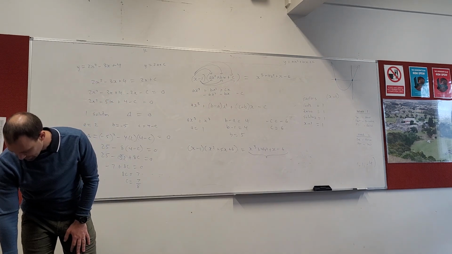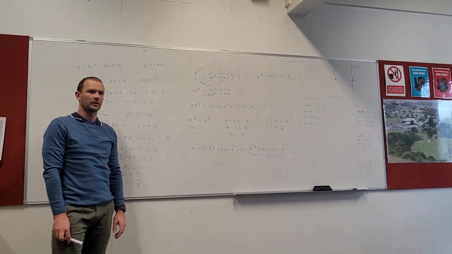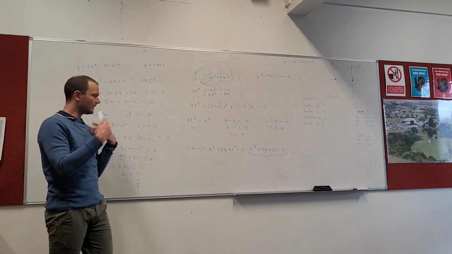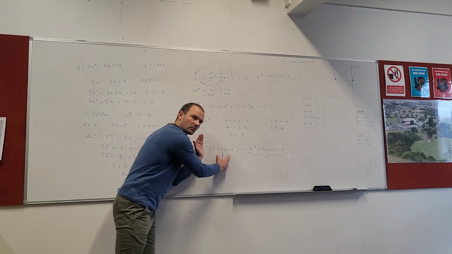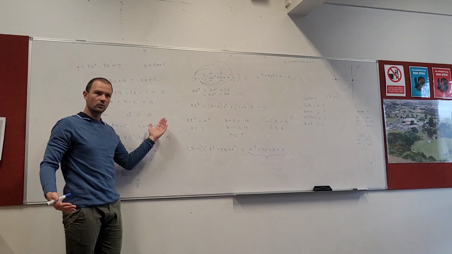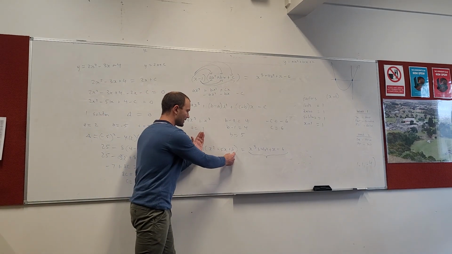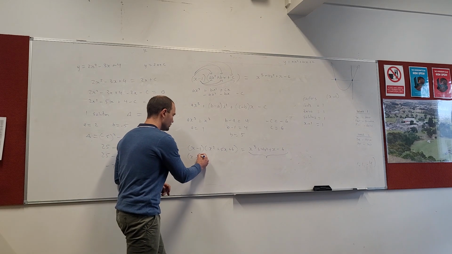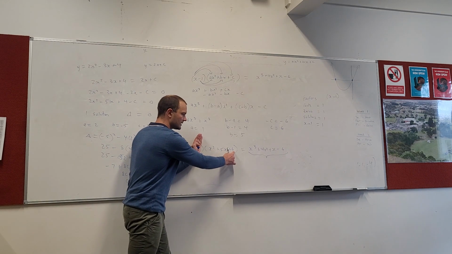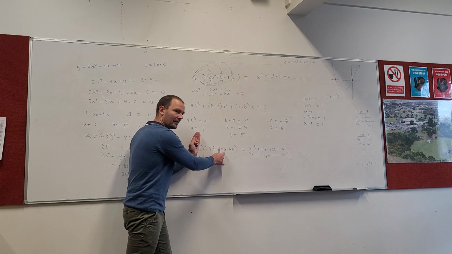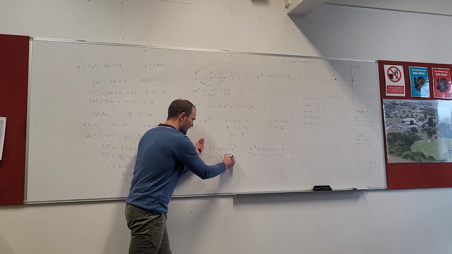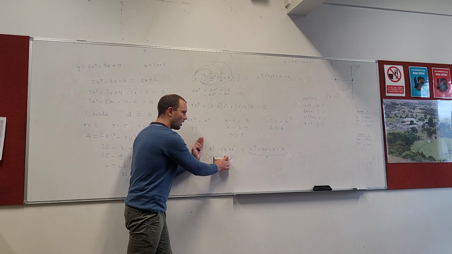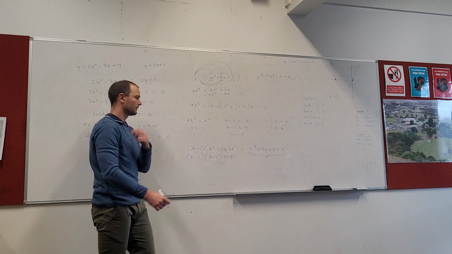The next part says fully factorize the cubic. Okay, fully factorize it. Well, that means we need to factorize this quadratic part. We can factorize that using the cross method. We've got x squared plus 5x plus 6. I'm looking for two numbers that multiply together to give me positive 6, and when I add them together, I get positive 5. 2 and 3. 3 times 2 is 6. 3 plus 2 is 5.